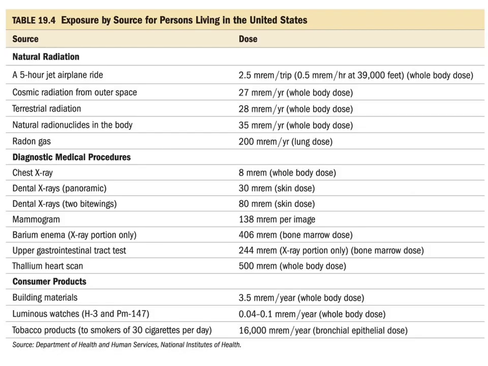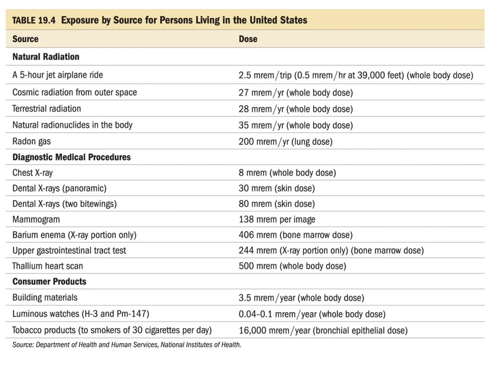But there they are. This is an interesting table. Exposure by source for persons living in the United States. So natural sources of radiation: a 5-hour jet plane ride, cosmic radiation. You could argue, how is a 5-hour jet plane ride natural? The jet plane ride isn't natural. It's just that when you go up into the atmosphere, you're exposed to more stuff. Cosmic radiation from outer space, wearing a tinfoil hat's not going to help with that. Terrestrial radiation, stuff coming up from the ground. Natural radionuclides in your body.